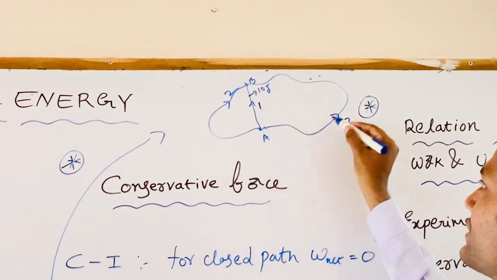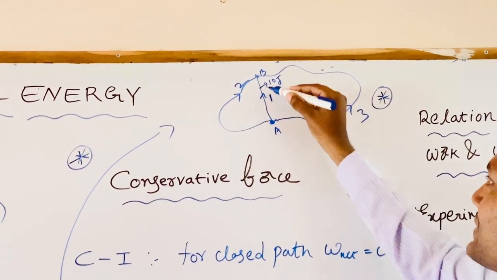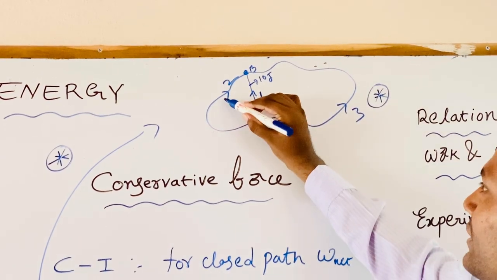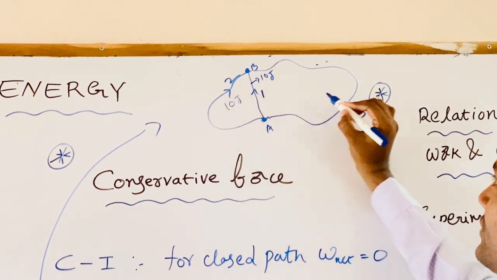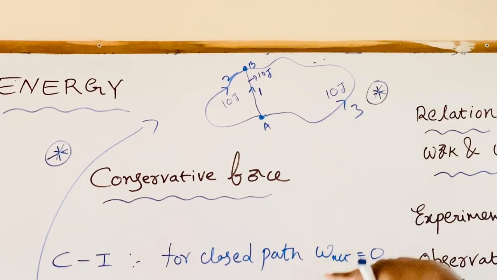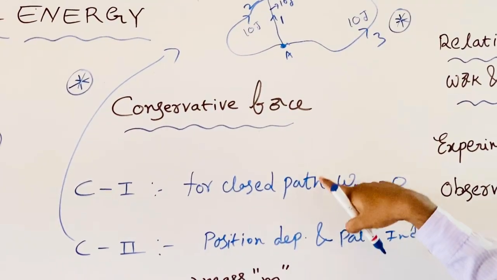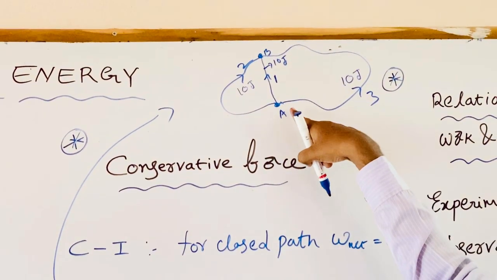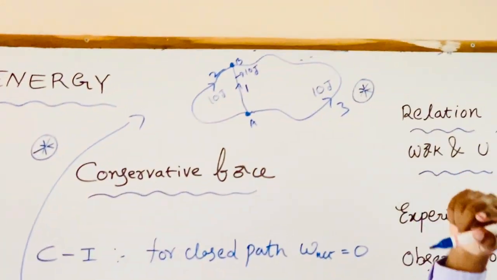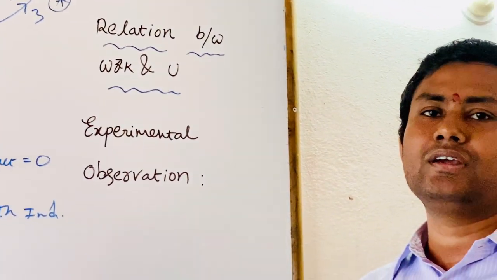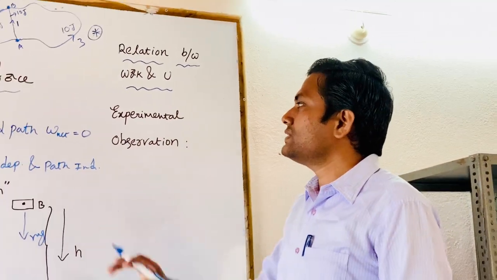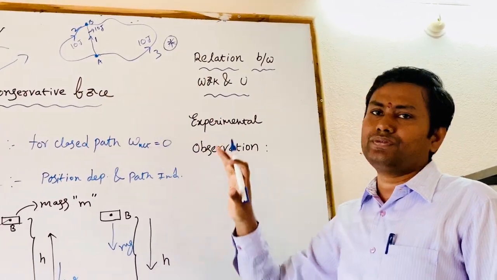Then whatever the other path may be, suppose this is the second path and this is the third path, if those paths connect the points A and B, then the work done along path 2 is also 10 joule, and the work done along path 3 is also 10 joule. When the force is conservative, its work done depends on positions only. It is independent of path. Whatever the path, the work done is the same. This is some idea about conservative force.